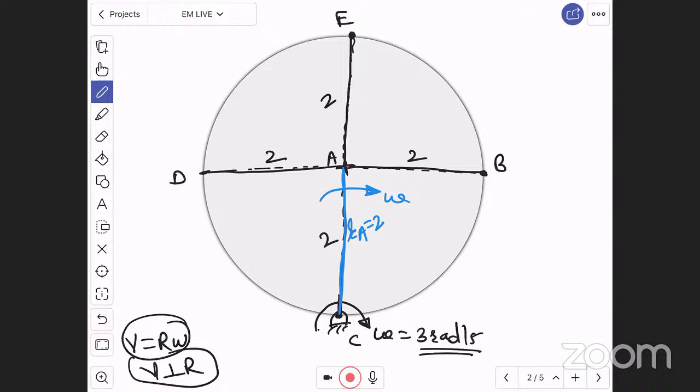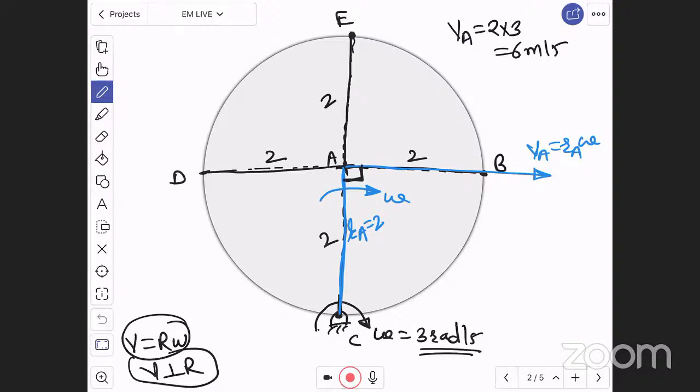This will be the velocity of A, which is nothing but R_A omega. R_A is 2, omega is 3. Therefore, velocity of A will be equal to 2 into 3, which is nothing but 6 meter per second, perpendicular to radius. There must be a 90-degree angle between them, right? That is done for point A.